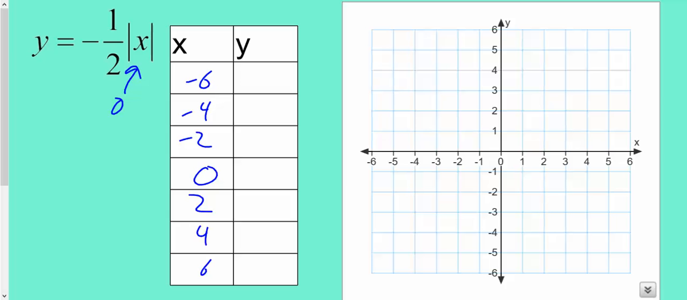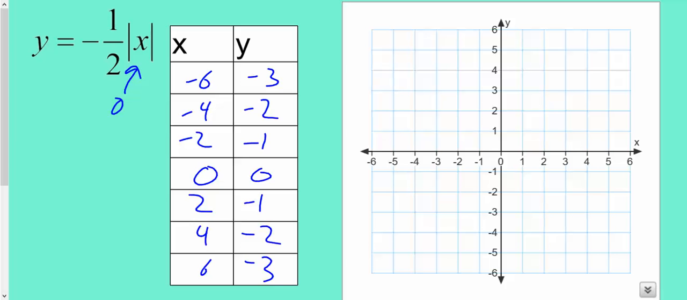Alright, 0 times negative 1/2 is 0. 2 times negative 1/2 is negative 1. 4 times negative 1/2 is negative 2. And 6 times negative 1/2 is negative 3. Plug in negative 2. Absolute value of negative 2 is positive 2 times negative 1/2 is negative 1. And our trend continues. Negative 1/2 times 4 is negative 2. And negative 1/2 times 6 is negative 3.